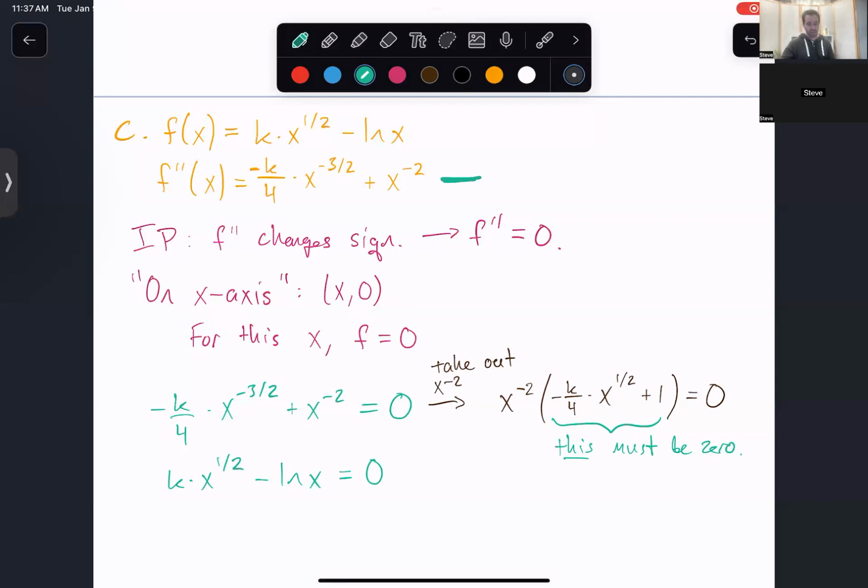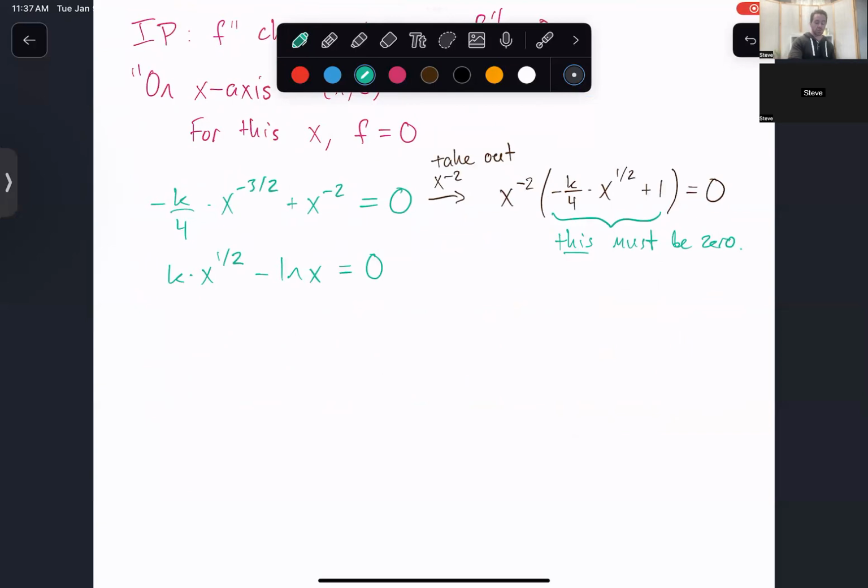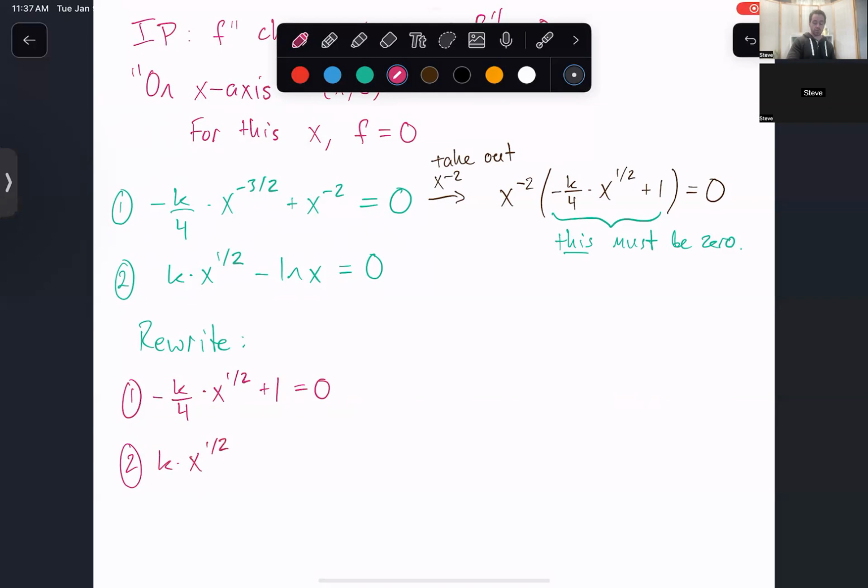Okay, now we're getting somewhere. So if that must be 0, then really the two equations that we were dealing with originally turn into this. It used to be equation number 1 and equation number 2. If we rewrite them with the same solutions, equation number 1 will turn into negative k over 4 times x to the 1/2 plus 1 equals 0. We didn't do anything to equation 2, so I'll just copy. k times x to the 1/2 minus ln x equals 0.